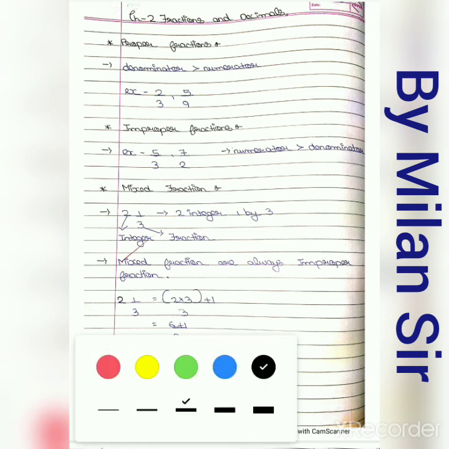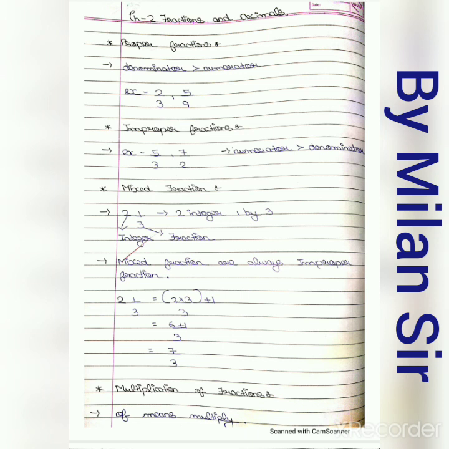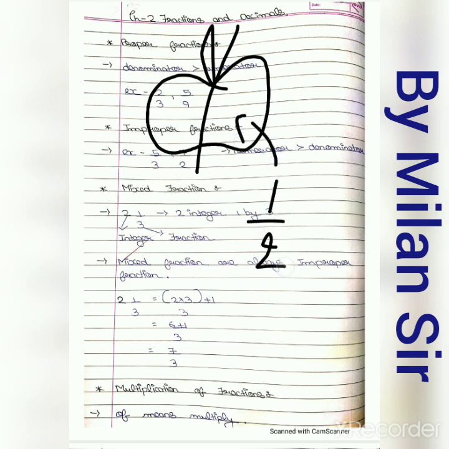Now just consider one apple. This is not a proper one, but just assume that this is one apple. If we divide it into two pieces, then each piece is 1 by 2. If we consider the part of only one apple, then it is always a proper fraction.